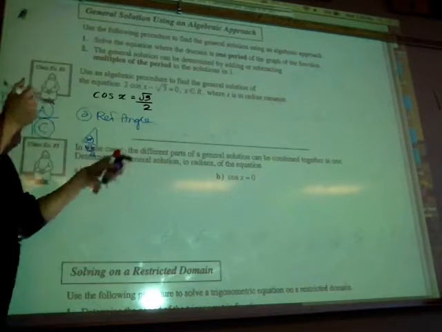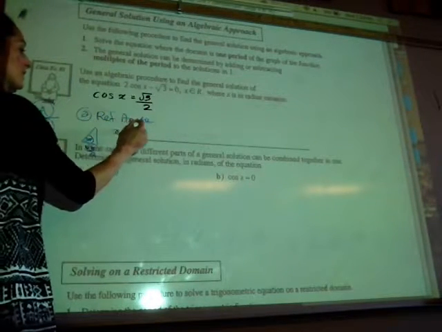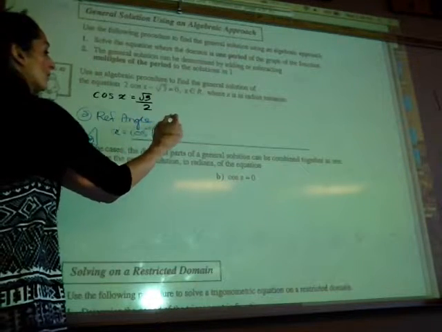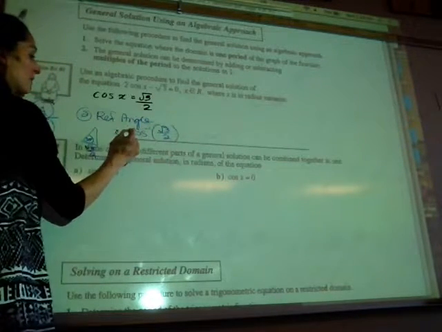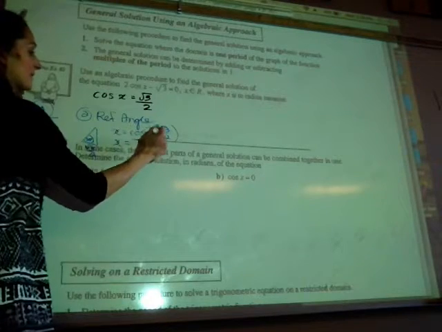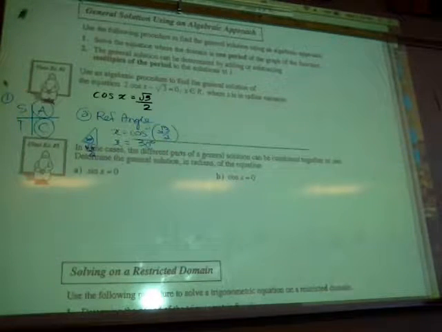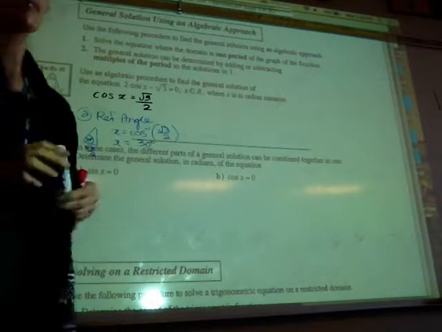Okay, or if you forget that, you can always just go second cosine, root 3 over 2, and you'll get your reference angle to be 30 degrees. Okay, so you can remember your special triangles or just use your calculator.